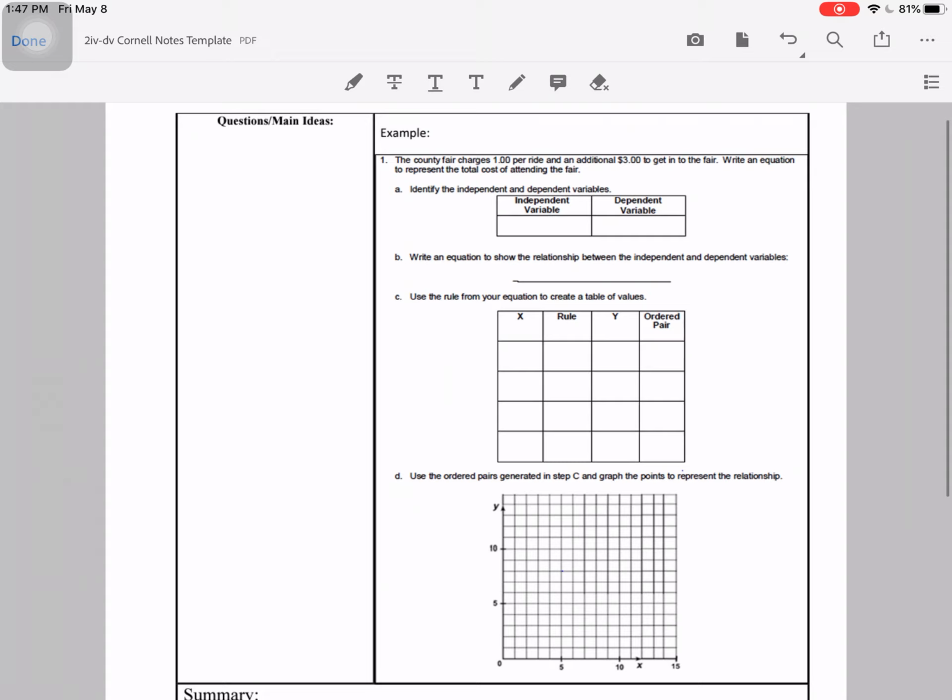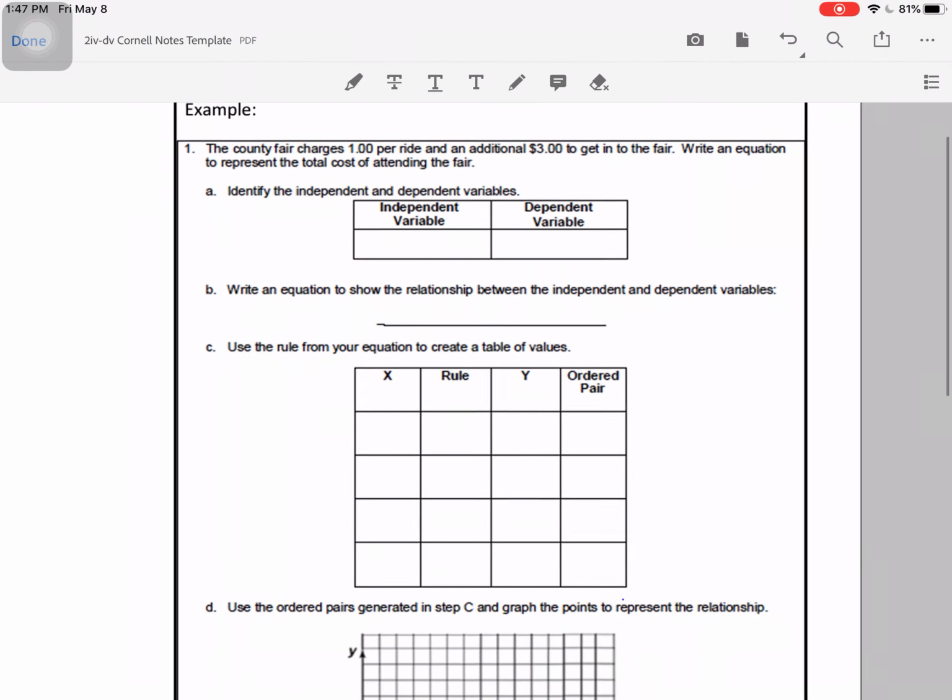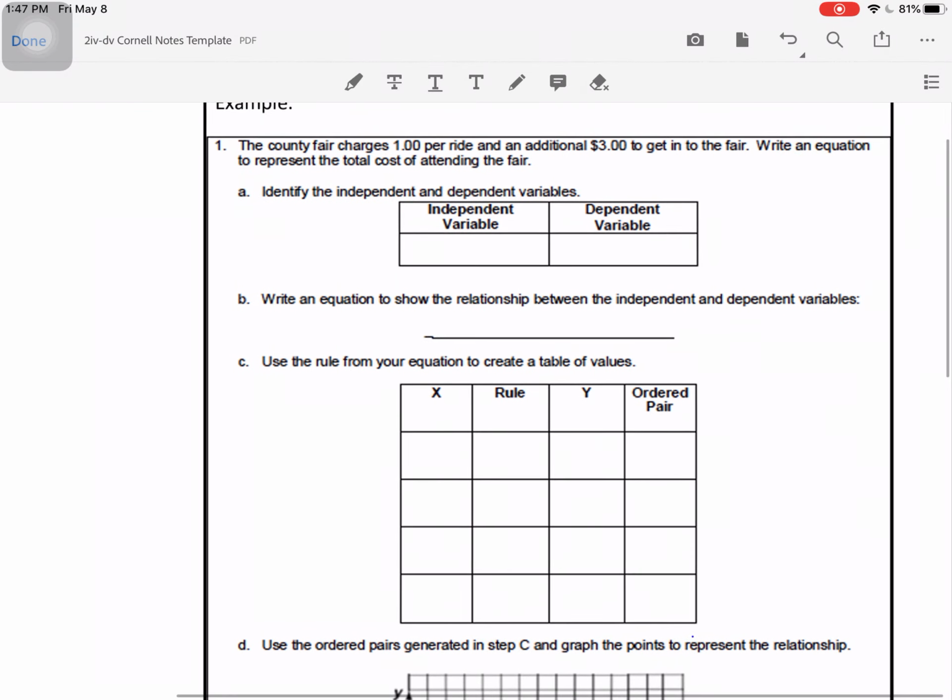So let's look at our example. It says the county fair charges $1 per ride and an additional $3 to get in the fair. Write an equation to represent the total cost of attending the fair. So this example is going to talk about identifying the independent and dependent variable, writing out the equation, working with the table and the graph.